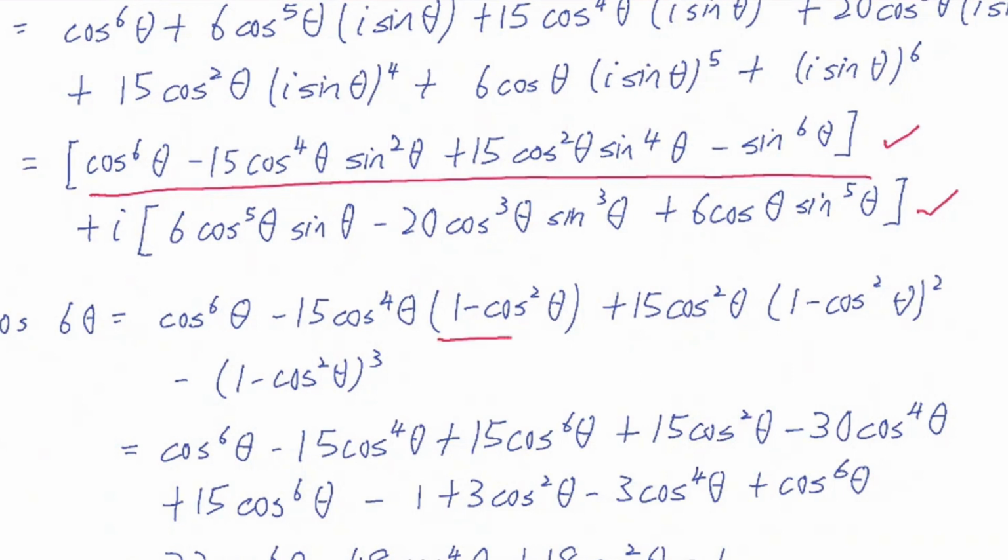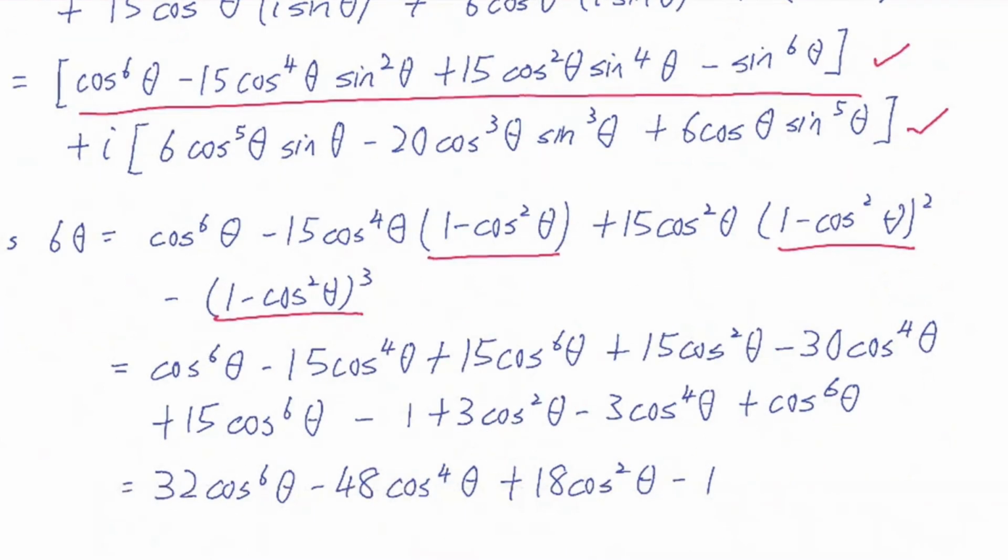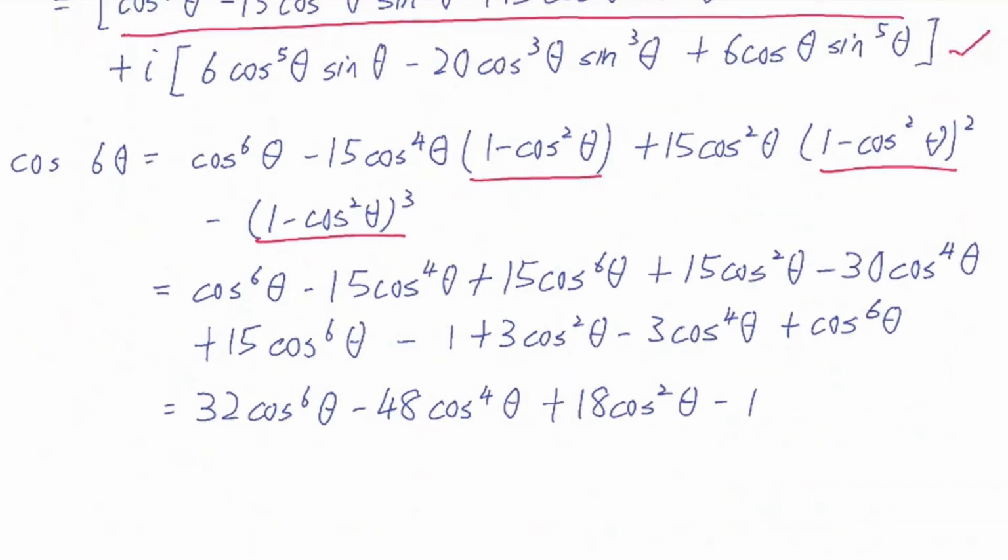Those sine squares we need to replace by 1 minus cos square. So sine power 4 is (1 minus cos squared) squared, and sine power 6 is 1 minus cos square, and we have to take the cube of it. After that, it's not much that we have to do. We just have to expand everything, cancel off, and tidy up. So we're able to show that already.